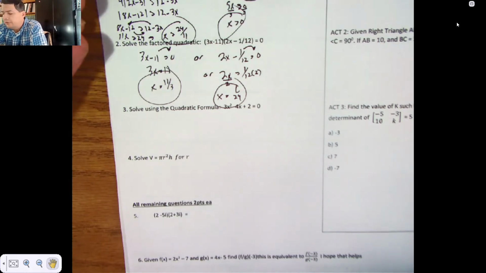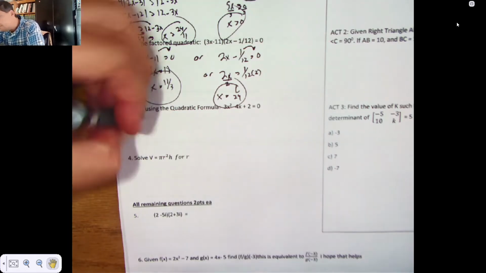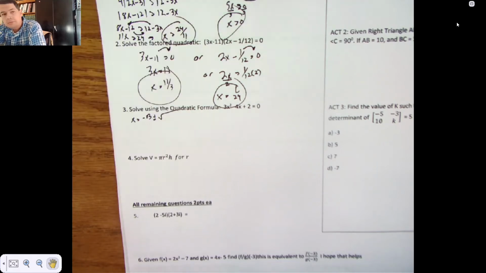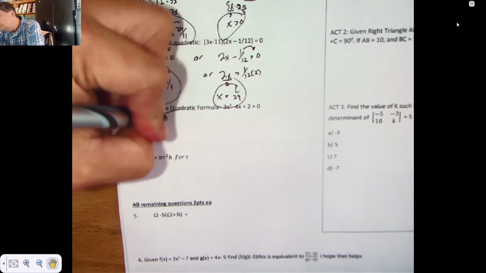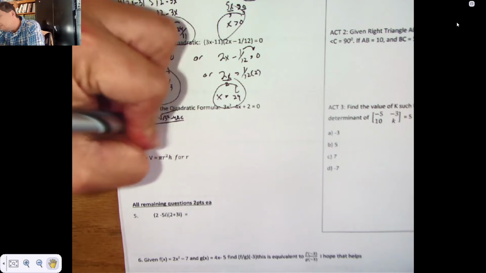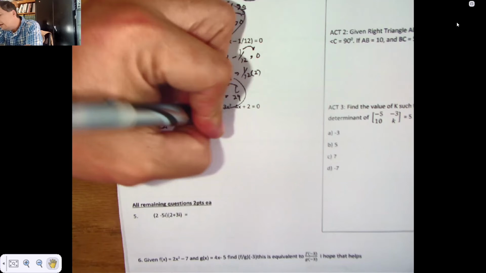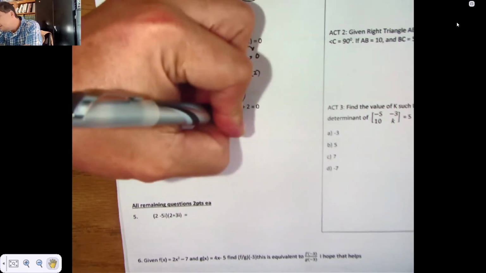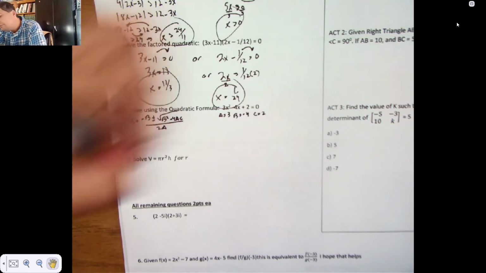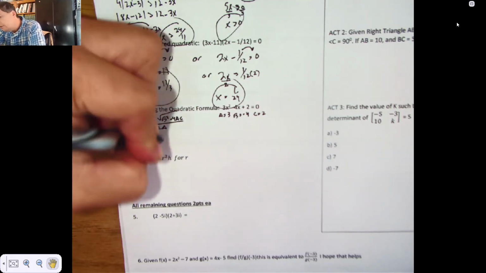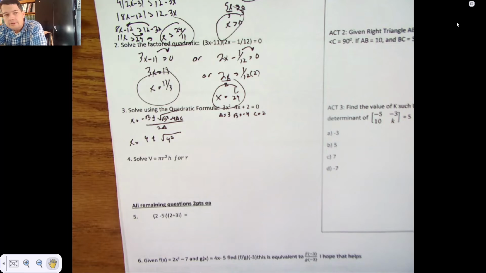3 is solved using the quadratic formula because it probably doesn't factor. This one shouldn't. So here's the quadratic formula. It goes x equals negative b plus or minus square root b squared minus 4ac all over 2a. Sorry, I'm a little bit sick. That probably wasn't the best. A is 3, b is negative 4, and c is 2. So opposite of a negative 4 is a positive 4. If you're going to square something, don't worry about its sign. It's going to be positive.